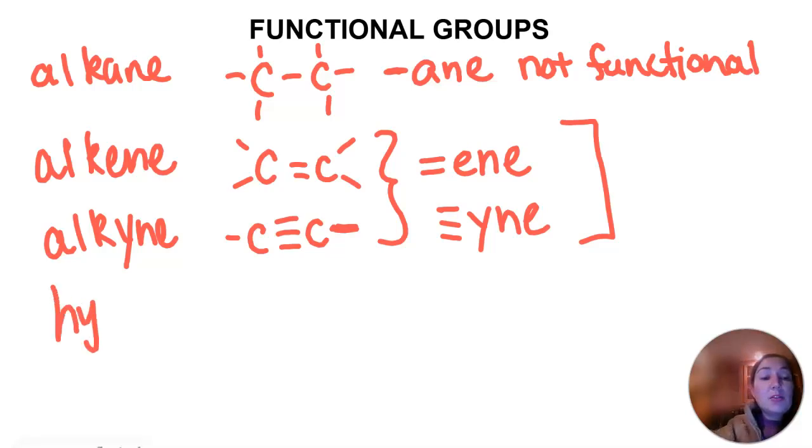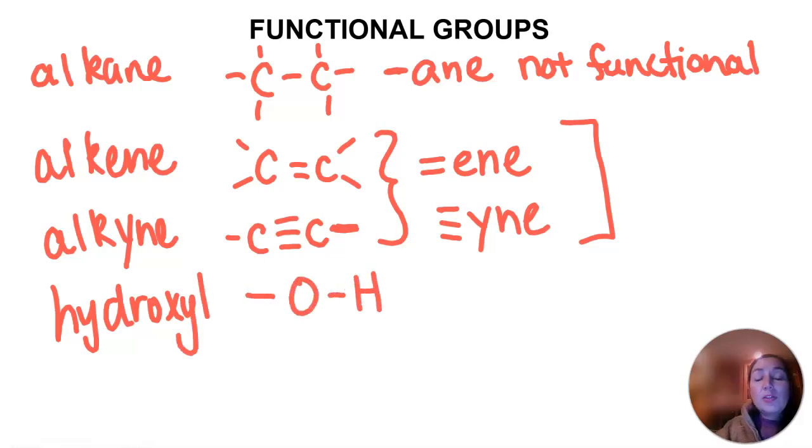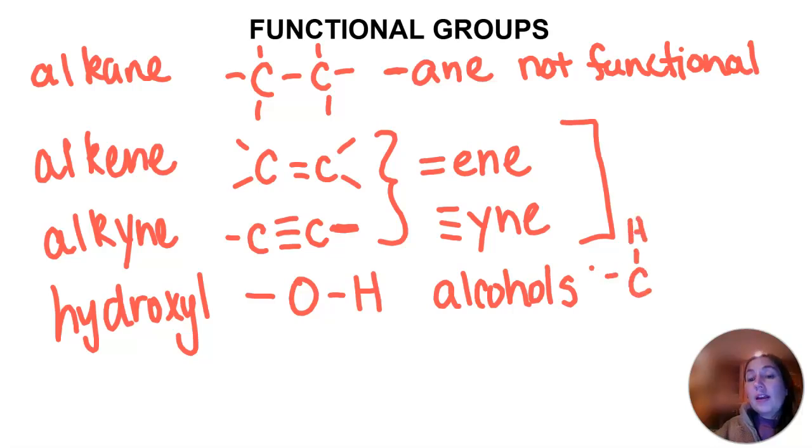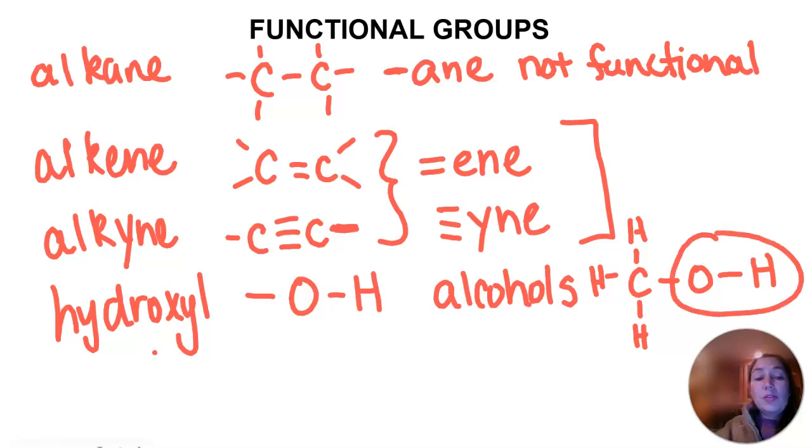We can have a hydroxyl, and molecules that contain the hydroxyl or the OH functional group are called alcohols. And we could have an alcohol that had our R or alkyl group like CH3 and then an O and an H. So having that OH or that hydroxyl, it really sounds like hydrogen and oxygen connected to something else, is an alcohol.